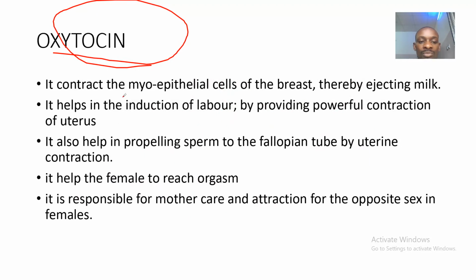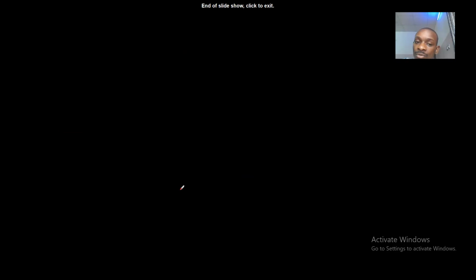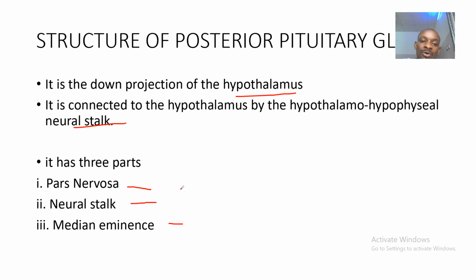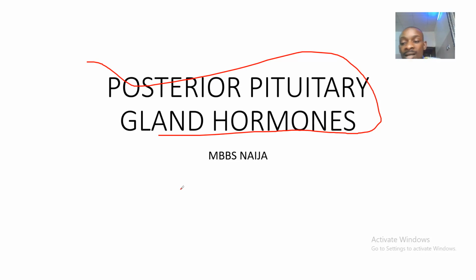Oxytocin contracts the myoepithelial cells of the breast, thereby ejecting milk. It helps in the induction of labor by providing powerful contraction of the uterus. It also helps in propelling sperm to the fallopian tube by uterine contraction. It helps the female reach orgasm during sex. It is responsible for mother care and attraction to the opposite sex in females. Okay, so guys, these are the hormones of the posterior pituitary gland.